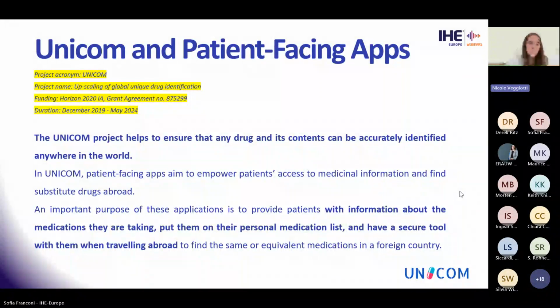So a few words just to wrap up a little bit about the project. The project helped to ensure that any drug and its content can be accurately identified anywhere in the world. So in Unicom, patient-facing apps aim to empower patient access to medical information and find substitute drugs abroad. An important purpose of this application is to provide patients with the information about the medication they are taking, put them on their personal medication list, and have a secure tool with them when they are traveling abroad to find the same or equivalent medication in a foreign country. Next slide, please.